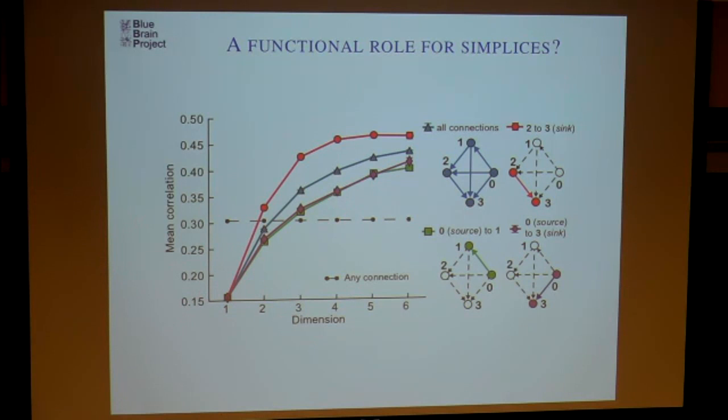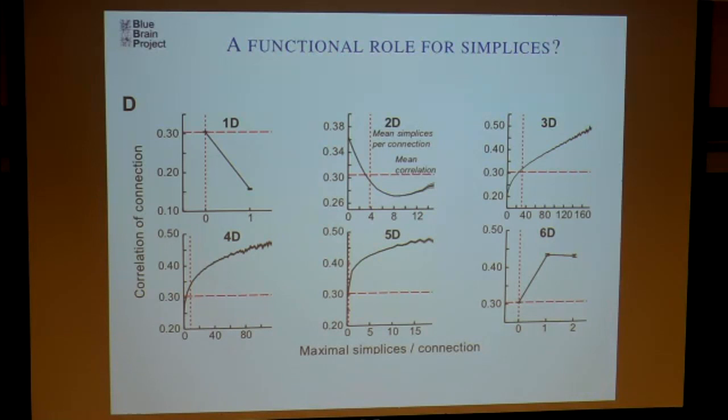Another indication is to look at how many simplices of this maximal dimension an edge belongs to. So this is a very, very complex graph. Every edge belongs to thousands of different simplices. And you could say, okay, I'm interested in the maximal dimension of simplex to which the edge belongs, and I ask, how many of those does it belong to? What these curves illustrate is that as the number of maximal simplices to which an edge belongs increases, the correlation also increases. So the more maximal simplices it belongs to, the more correlated you are. And moreover, as the dimension increases, you need fewer and fewer simplices to attain this maximal level of correlation. So this is another indication that these simplices are actually playing a functional role.